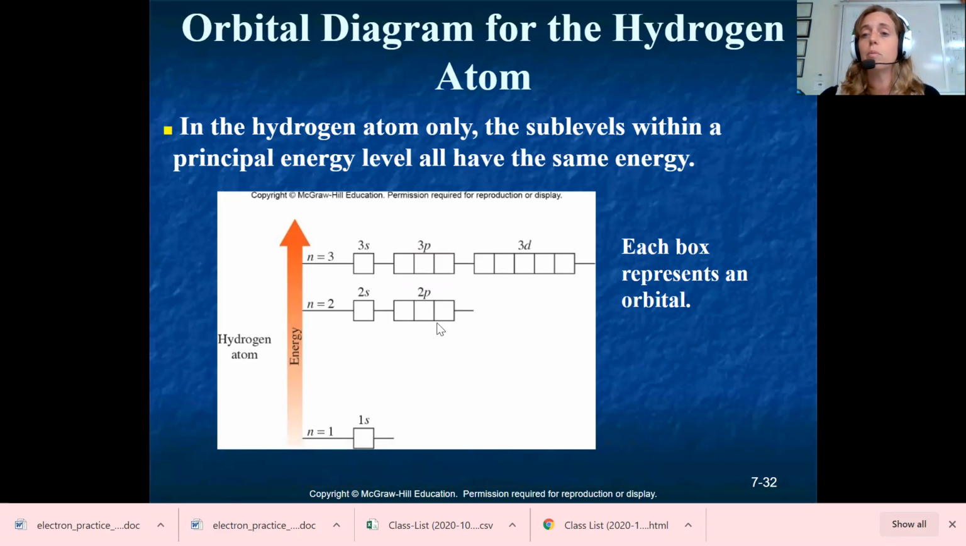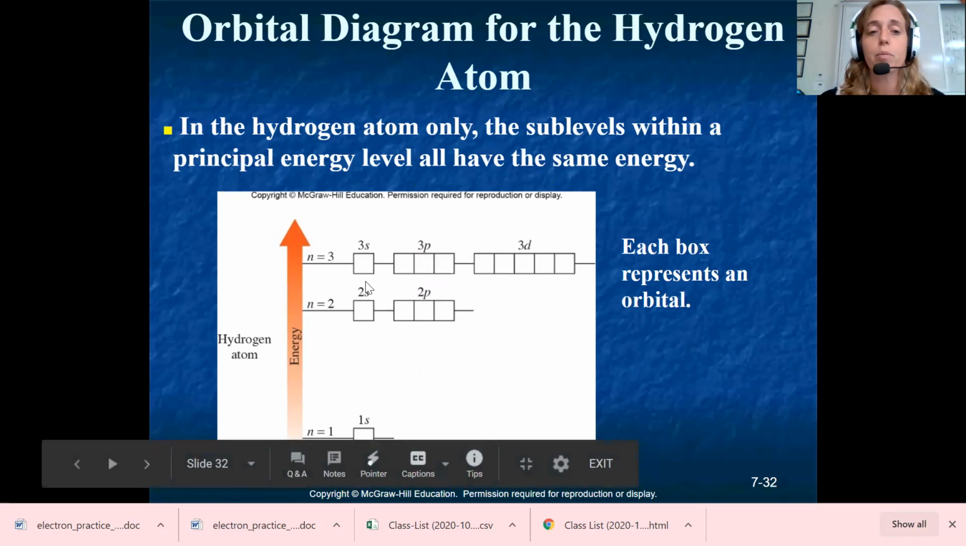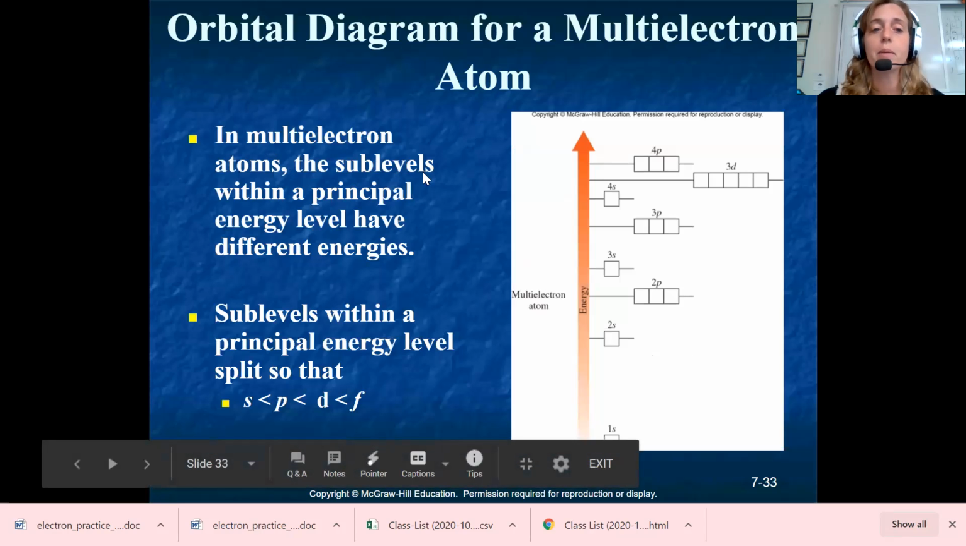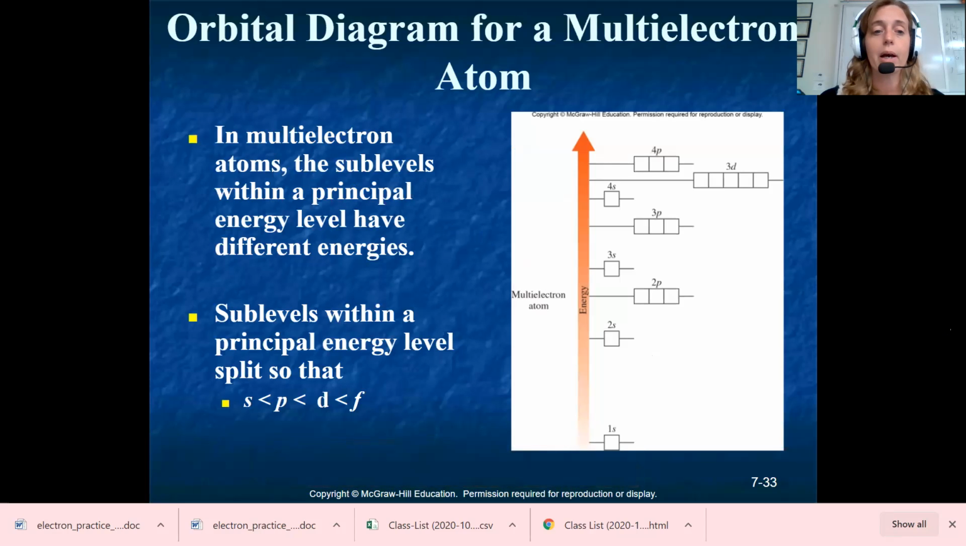So you have 1 box per 2 electrons, right? So 3 boxes, 6 total electrons. And then if you go to row 3, you have 3s, 3p, and 3d. D has 5 boxes because there's a total of 10 electrons. In multi-electron atoms, the sublevels within a principal energy level have different energies.